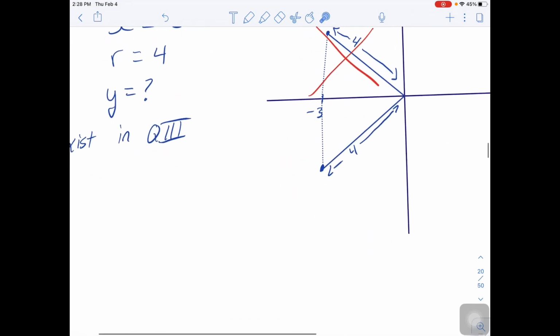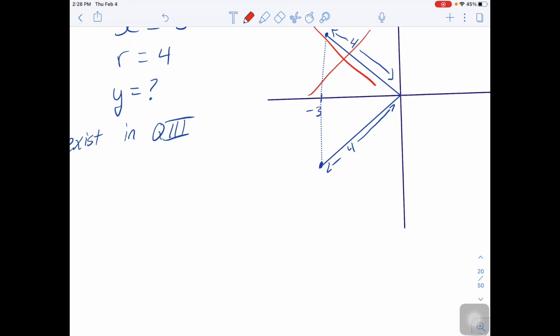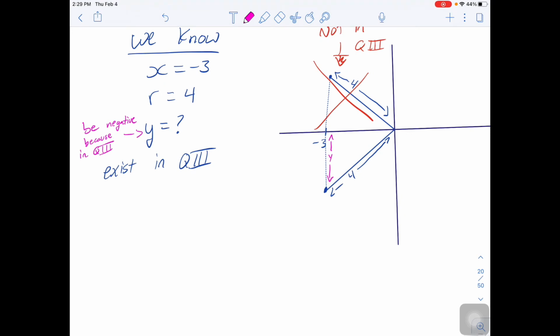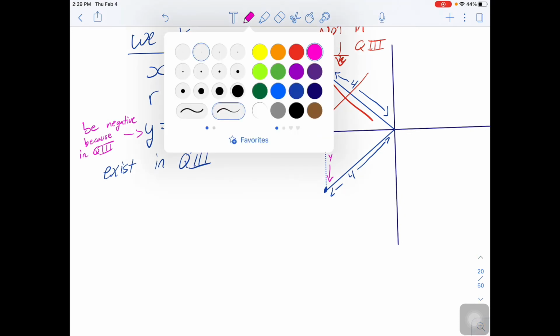So we're going to focus on this angle here first. We need to figure out what this y value is. So this y value is a question mark. Now recognize our y value will be negative. Why is it negative? Because again, we're existing in quadrant 3 as our question states. So we can use our Pythagoras again. Let's find y.